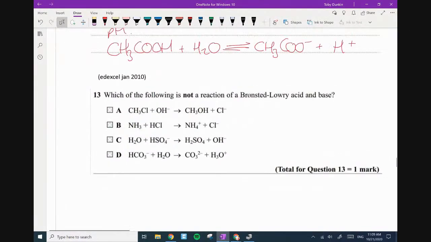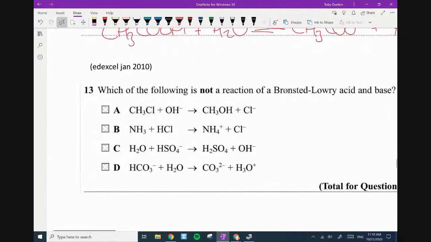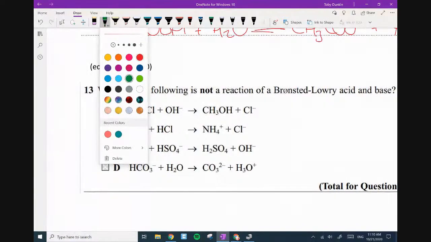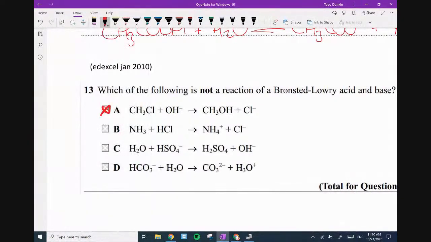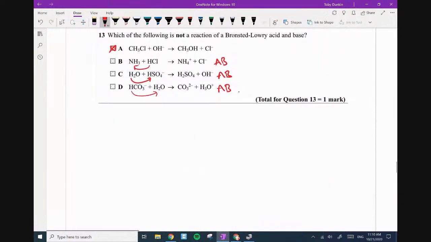Which of the following is not a reaction of a Bronsted-Lowry acid and base? So which has no proton transfer? That's weird, isn't it? That's nucleophilic substitution, A. That looks odd to me. It doesn't look like a direct proton transfer. I'll check the rest of them. This one is definitely acid-base because the proton's being transferred this way. This way, the proton's going that way. The last one, the proton is going that way. Definitely acid-base. The answer's A. I like it. Next.